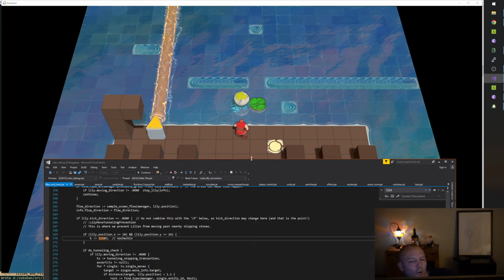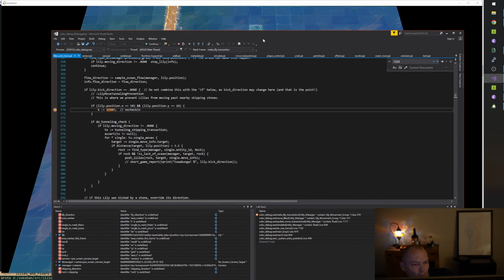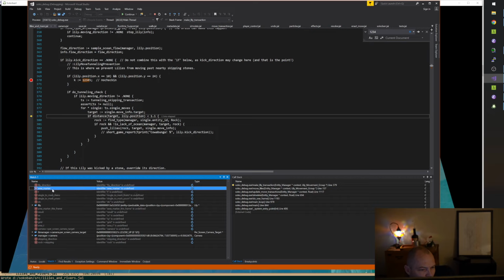It looks like the rock is in that square. But it's in a transaction to the next square. And so we're not going to see it. Let's see. So we are doing the tunneling prevention check, which is good, because that could have been a thing that was wrong. Now the target is going to be 1 north, right?